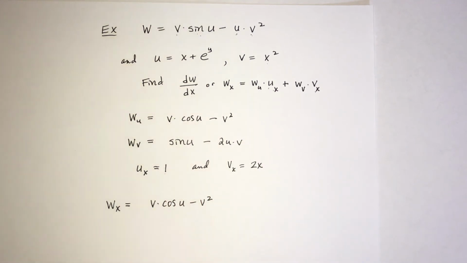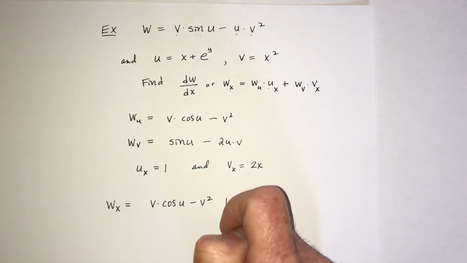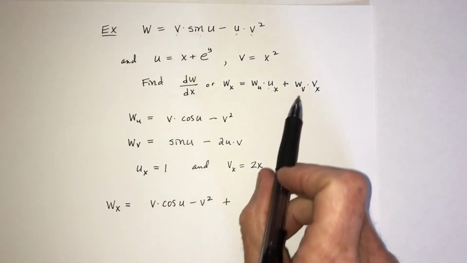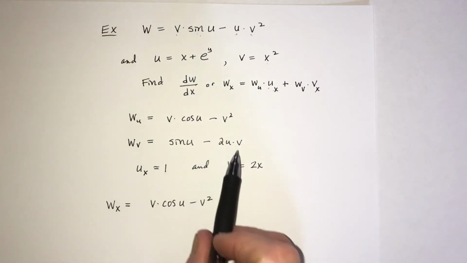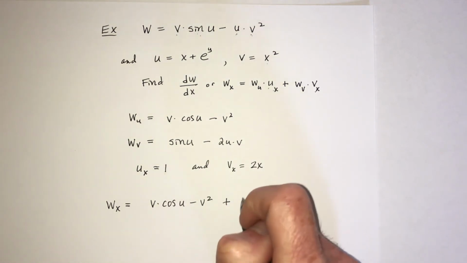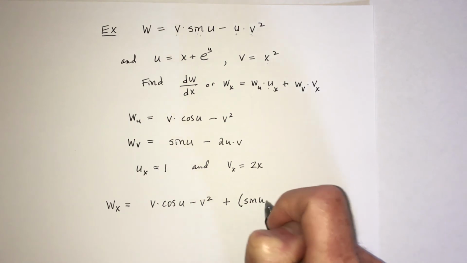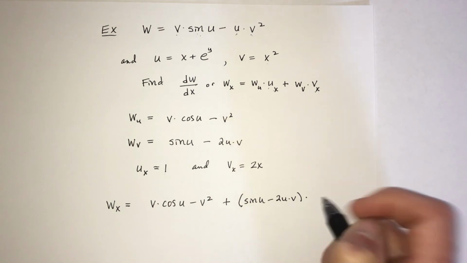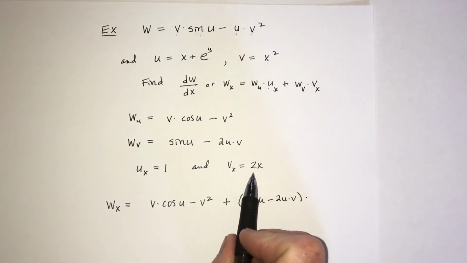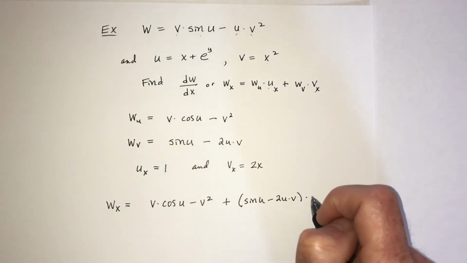And then times 1. Plus, take the derivative with respect to v, so that's this one, and then multiply it with this one. So we'll have sine of u minus 2u times v, and then that gets multiplied with the derivative with respect to x right here with 2x.